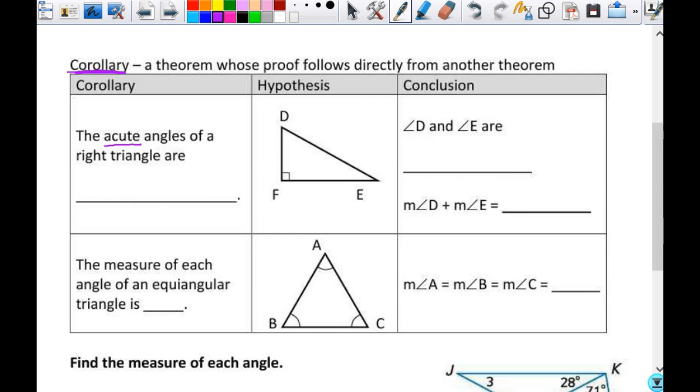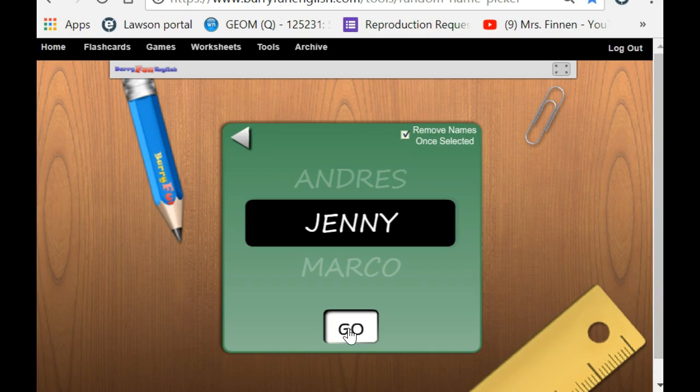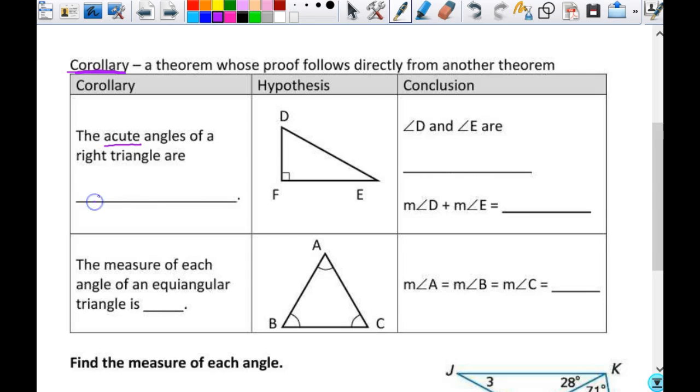So let's think about that. We have a right triangle. Does that mean that this is 45 and this is 45? No. Could it be? Yeah, but that doesn't happen every time, right? So I want you to think, what would be true about the two acute angles together every single time in a right triangle? What do you think would have to be true, Jenny? The question is, what do you think goes here? The acute angles of a right triangle are blank. What would have to be true about the acute angles as a pair in a right triangle every single time?